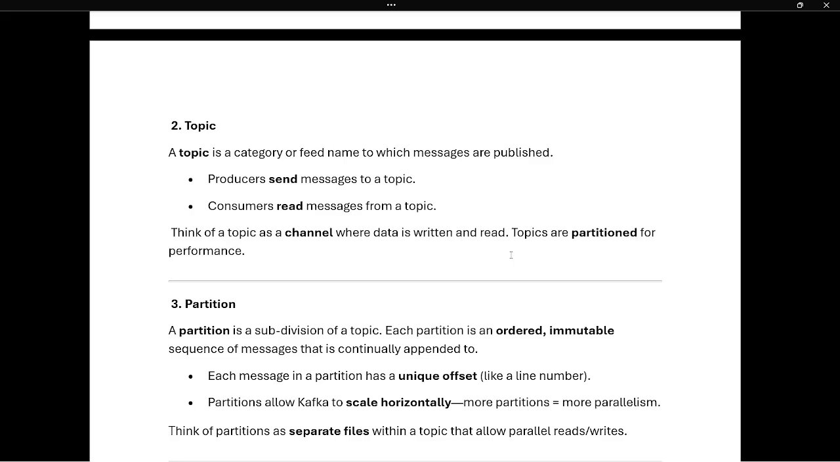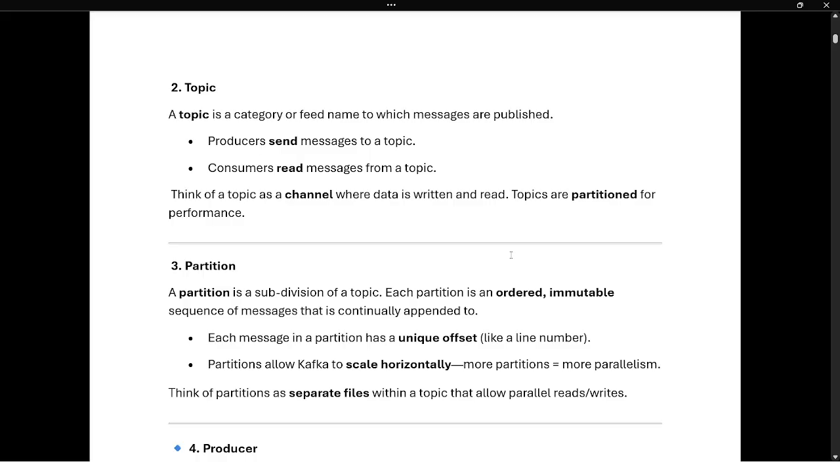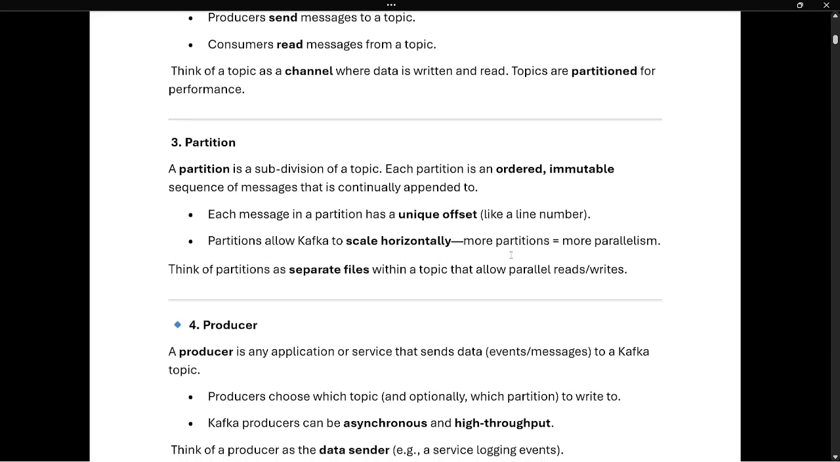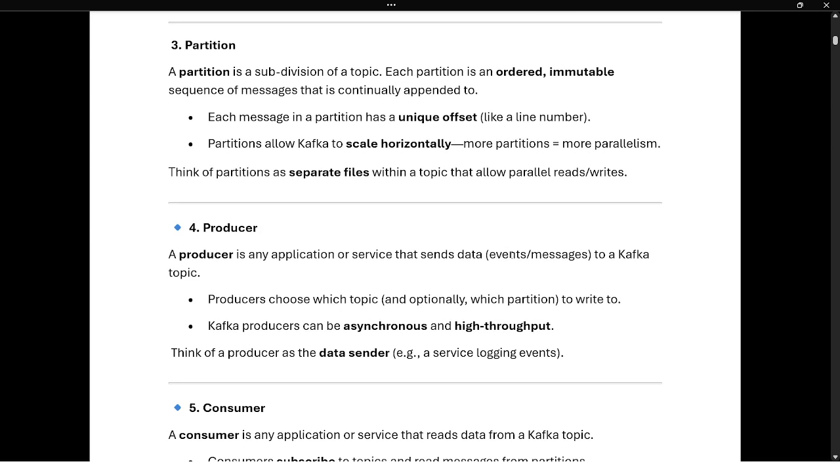Partitions allow Kafka to scale horizontally. More partitions means more parallelism. If there are more partitions, more producers can produce to it, and more consumers can consume from it. Think of partitions as separate files within a topic that allow parallel reads and parallel writes from the different producers and consumers. So now we understand what partitions are.